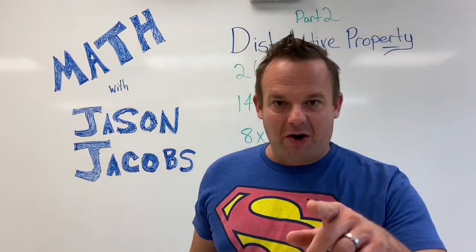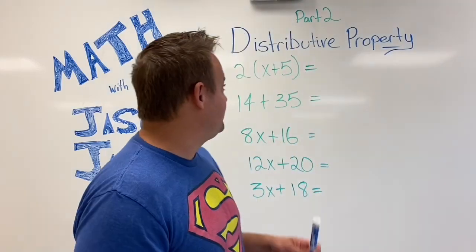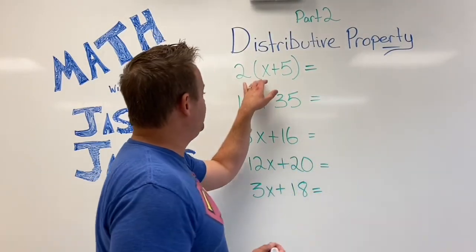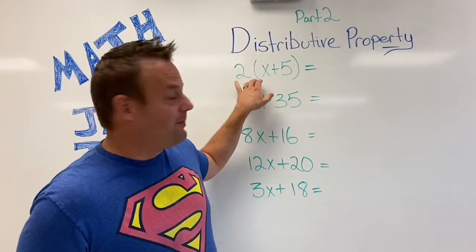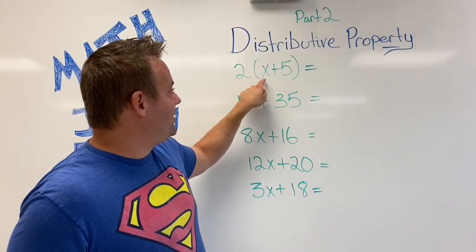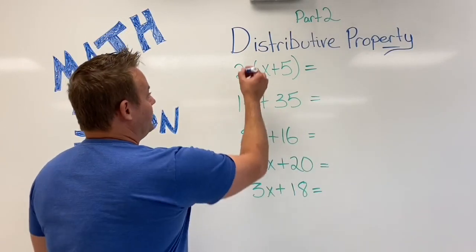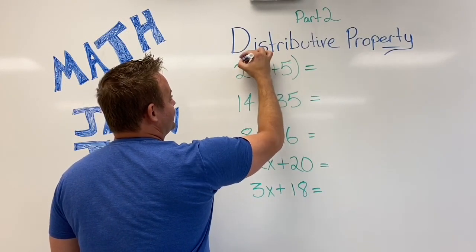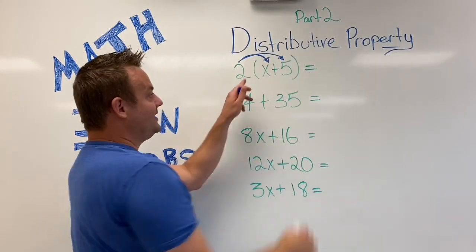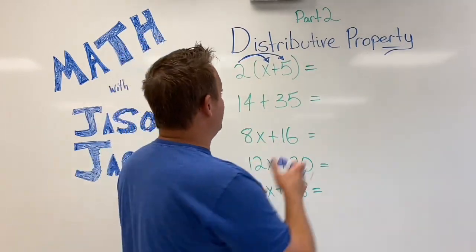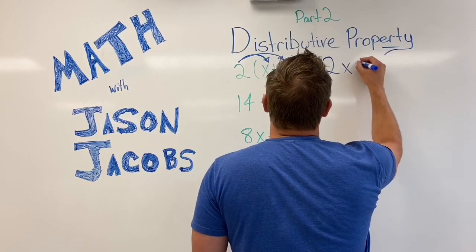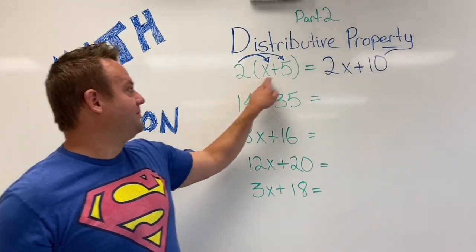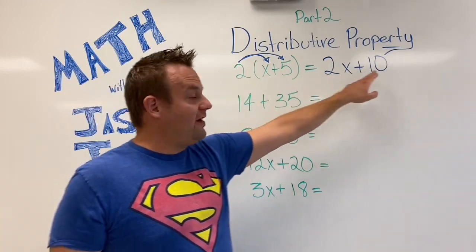Distributive property, part 2. Hey, this is part 2 to learning all about the distributive property. If you missed part 1, I'll quickly show you. We have the distributive property over addition here. 2 times the quantity x plus 5. So we would go 2 times x plus 2 times 5. You see how the 2 distributes all the way over. So we have 2x plus 10. 2 times x is 2x. 2 times 5 is 10.